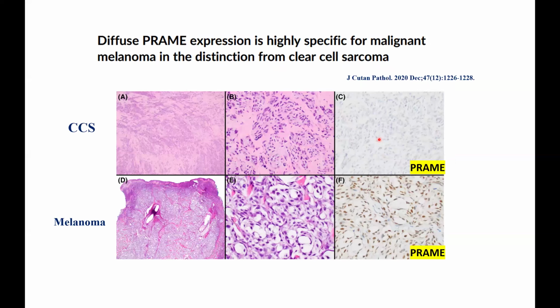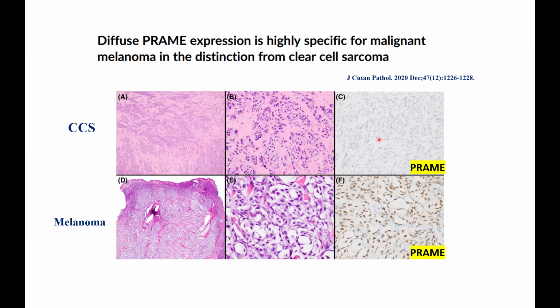PRAME, we use it all the time in melanocytic lesions. And something that is a nice trick is that we know that PRAME is almost always negative in clear cell sarcomas. And so if you have a tumor that you consider could be a melanoma or clear cell sarcoma, if it's diffusely positive for PRAME, then it's not a clear cell sarcoma. Of course, if it's negative, it could be either.